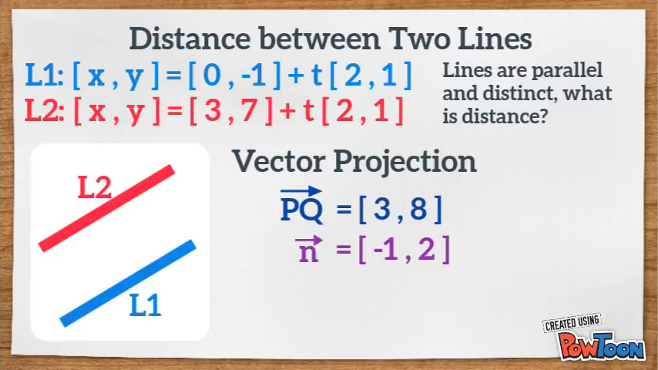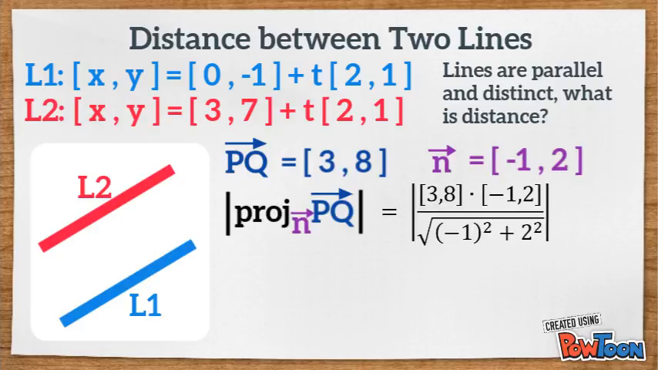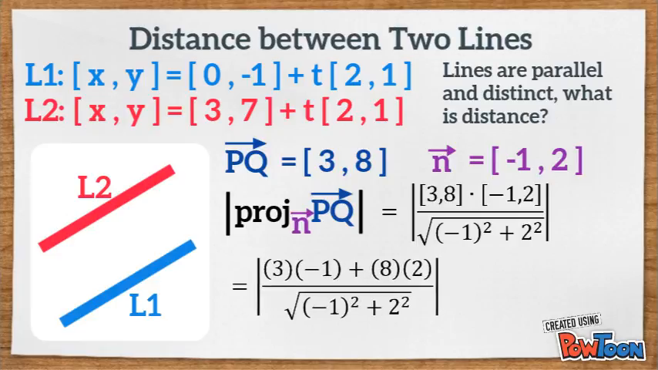Now, we are ready to calculate the distance between L1 and L2. The distance will be the projection of PQ onto n. So this will be equal to the dot product of (3, 8) and (-1, 2) divided by the magnitude of n, the square root of (-1) squared plus 2 squared. In decimal form, the distance between L1 and L2 is about 9.8.